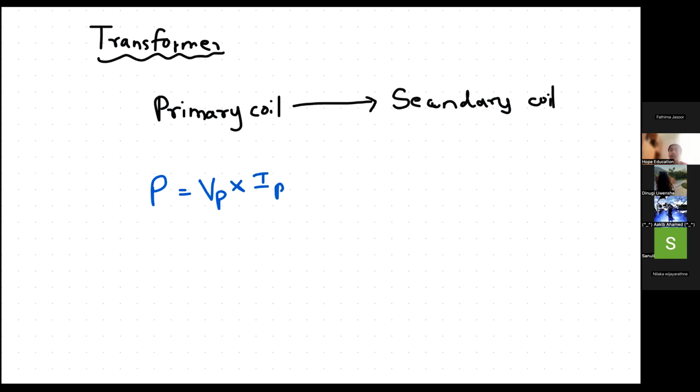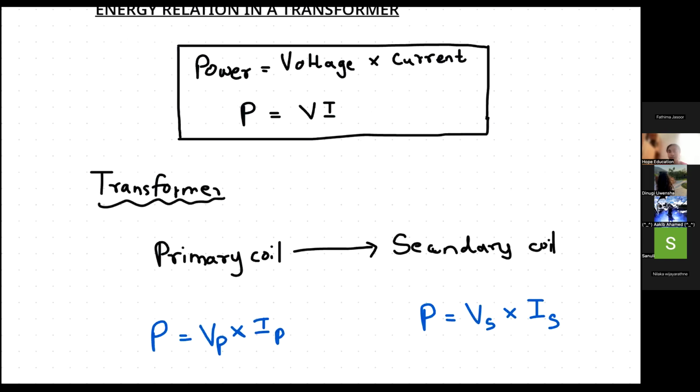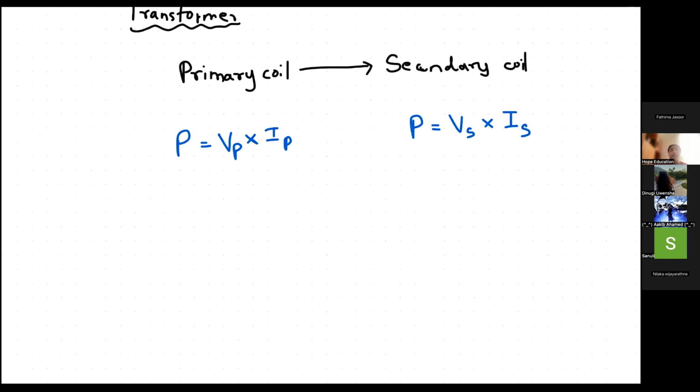Power in the secondary coil is the voltage in the secondary coil multiplied by the current in the secondary coil, because P equals VI. Okay. Now kids, what is efficiency?